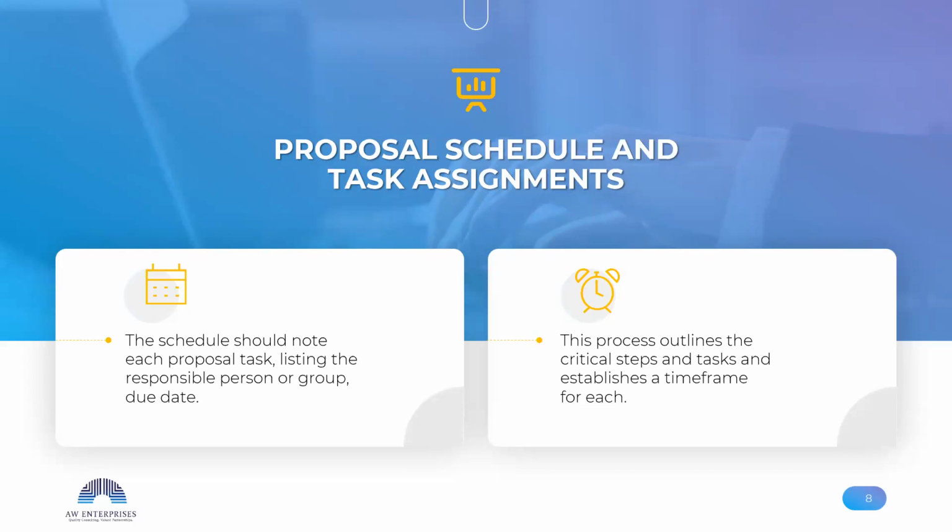The schedule should note each proposal task, listing the responsible person or group that's producing their work, and the due date. This process outlines the critical steps and tasks and establishes a time frame for each. That's one thing that's good about a coordinator, because they help the writers and other people working on the proposal stay on task. And that may mean that there are progress meetings.